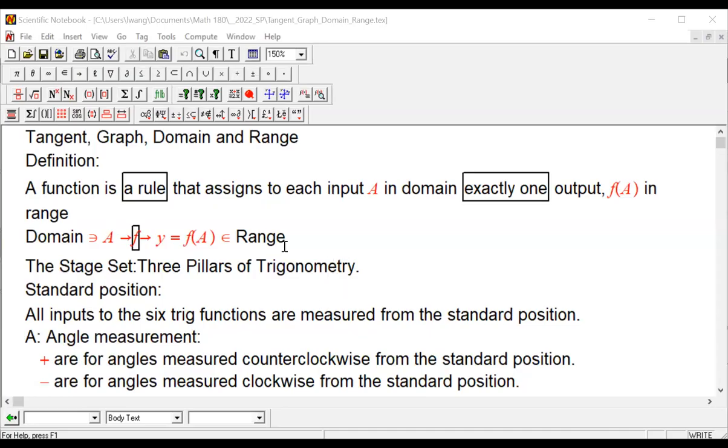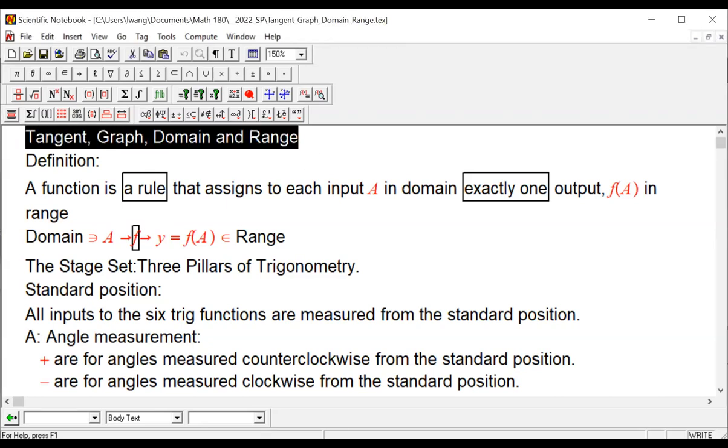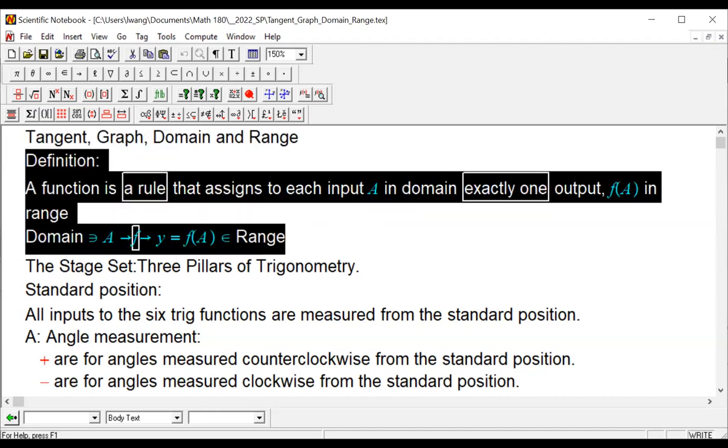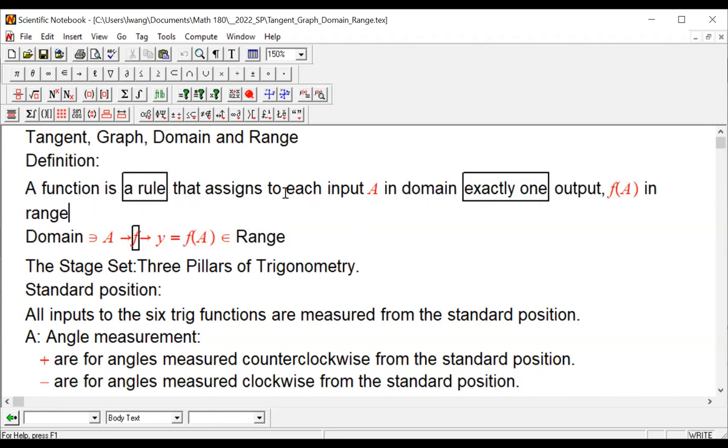Hello, in this lesson, we are going to talk about tangent, graph, and domain. Well, we like to review the definition of function one more time, as always, right? Because this is the guiding principle for us to work with our functions. And a function is a rule that assigns to each input in the domain exactly one output in the range.